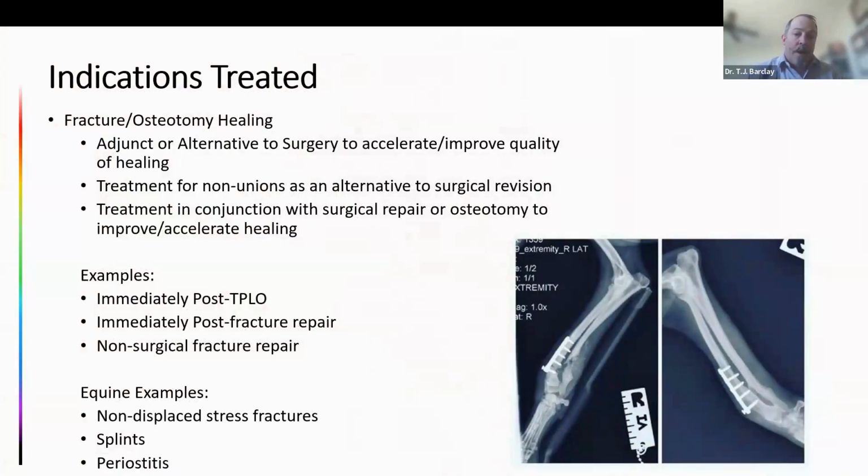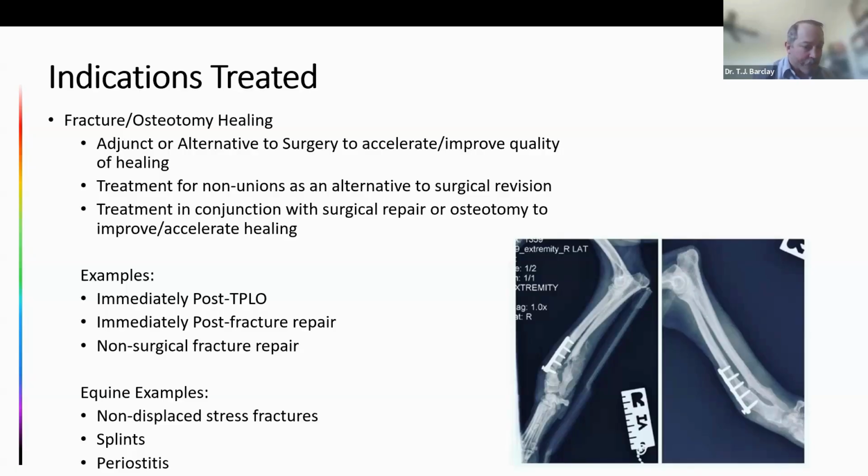Moving on to our next indication, which is bone injuries. In general, we're going to be talking about fractures and osteotomies in our small animal patients. Again, going back to the TPLOs in dogs, also just any sort of fracture repair, either that's been repaired surgically or that is being managed with some sort of external coaptation. Those do respond well to Shockwave.